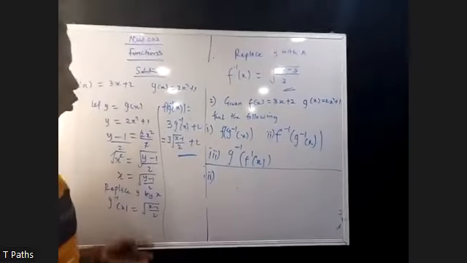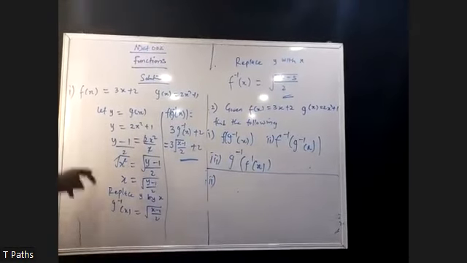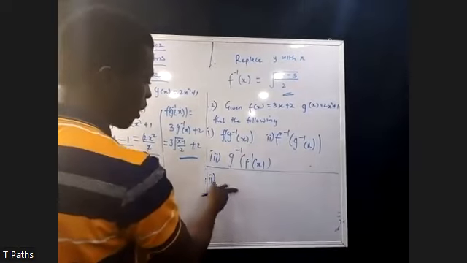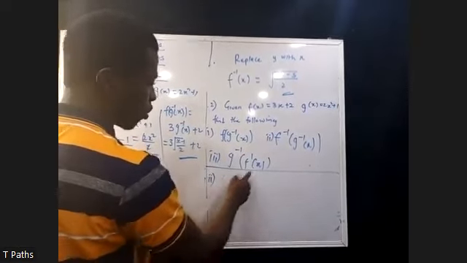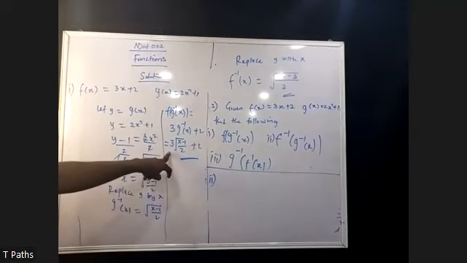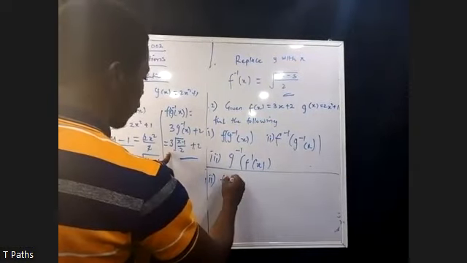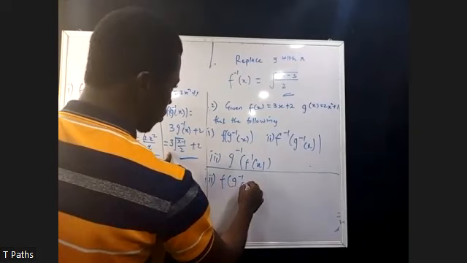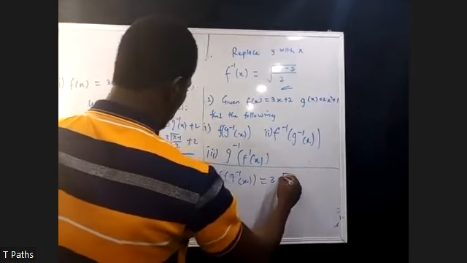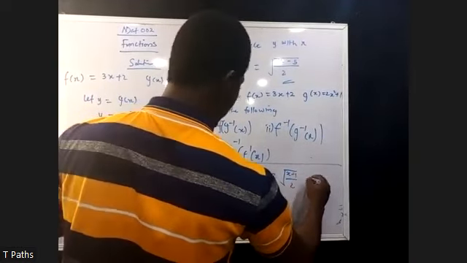So I want to look for f inverse and g inverse. Luckily for me, I've looked for g inverse here. So I want to look for f inverse. Quickly, without wasting time, I will continue from where I stopped. I've already found f of g inverse of x, and the answer is 3 root of (x minus 1 over 2) plus 2.